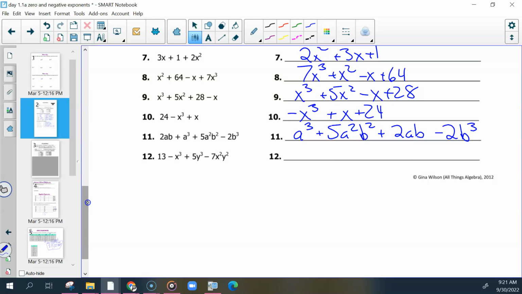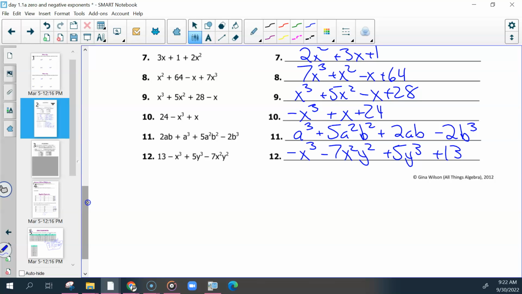For 12, what would go first? X to the third, or negative x to the third. Negative x to the third. And then it would be negative 7x squared y squared. And then it would be 5y to the third, and then 13. So always think about your ABC order first, and then your exponents if there are multiple. Now, if there are none that are like x, y, and it's just x and then y, then you would put x to the third, y to the third, constant, whatever else.